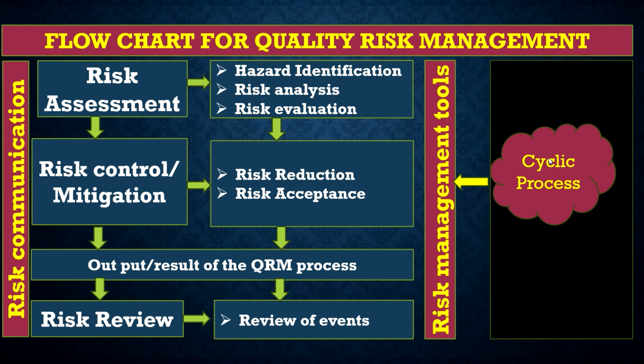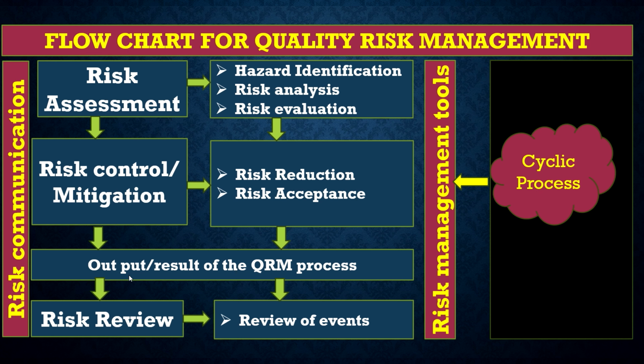And let us see briefly about this QRM, how the process will go on. First, we need to do a risk assessment. In the risk assessment, we need to identify the hazards, all the hazards associated with the product or process. Then we need to do risk analysis. Then we need to do risk evaluation. And the next step is risk control or mitigation. So we have identified all the risks and we have done analysis and evaluation. Then we need to go for risk reduction. It means we need to reduce that risk to a manageable level. And finally, we need to accept that risk to proceed further.